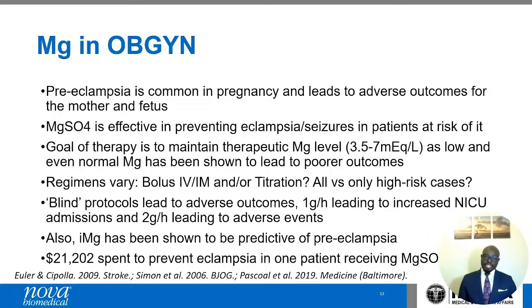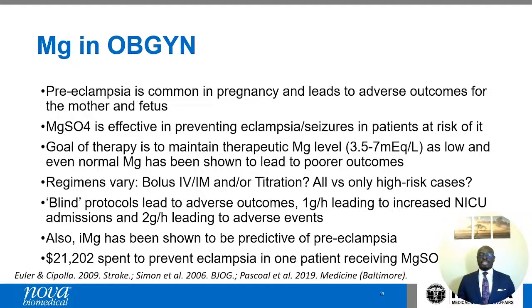Now, because you want to prevent magnesium toxicity and associated risks in these patients, regimens vary from bolus to IV to IM or titration based on what's available and the level of risk in these particular patients. Now, in my experience, when you ask different OBGYNs, they apply different protocols based on different evidence that they have in their environment. But the truth about magnesium homeostasis or magnesium metabolism is that two patients never have the same rate of metabolism of magnesium.